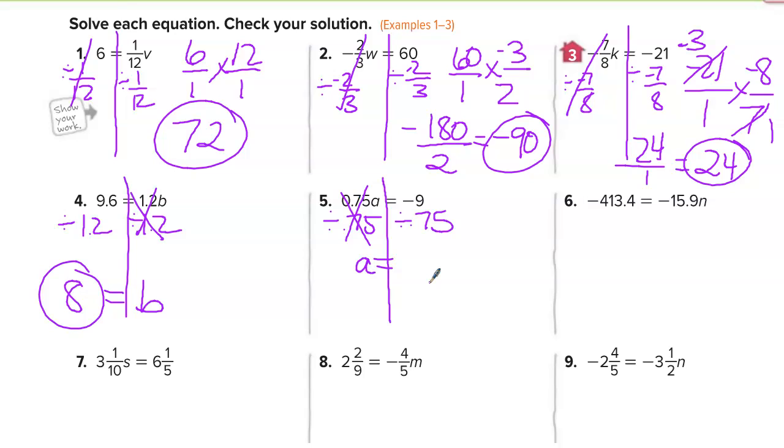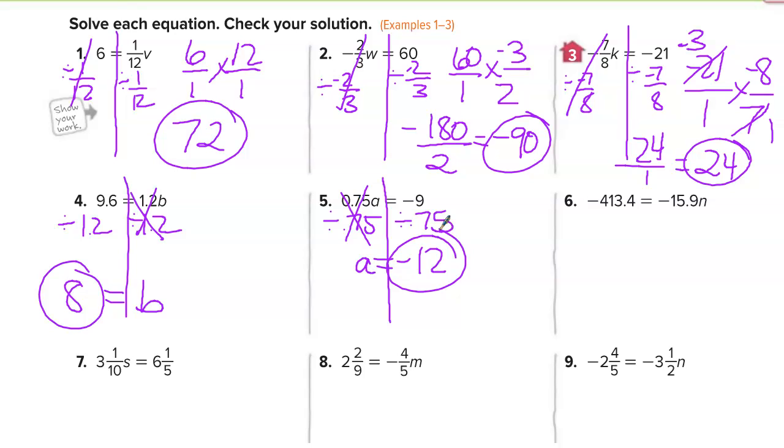Not going to be -36. 25. 12. 12, yeah, it's 12? Positive 12? It's -12. Thank you. Yeah, we've got a negative here, so we got to make sure to keep that negative. So fix it if you need to.